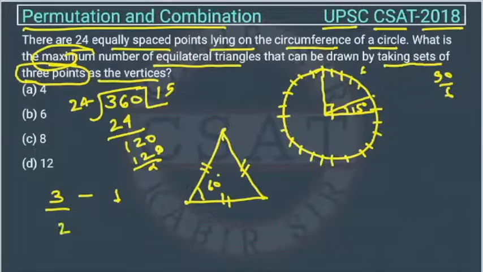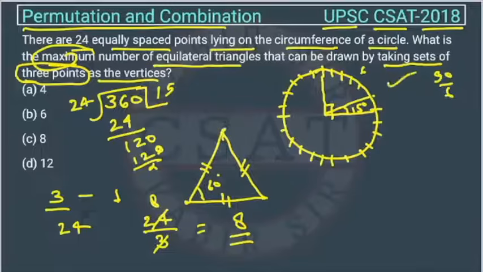So we have 24 points. In 24 points, how many triangles will we get? We will divide it, so we will get 8 equilateral triangles. So this is an easy question. No need to draw this circle or this one. You just have to divide by 3 and you will get the answer. So the answer of this question is 8.